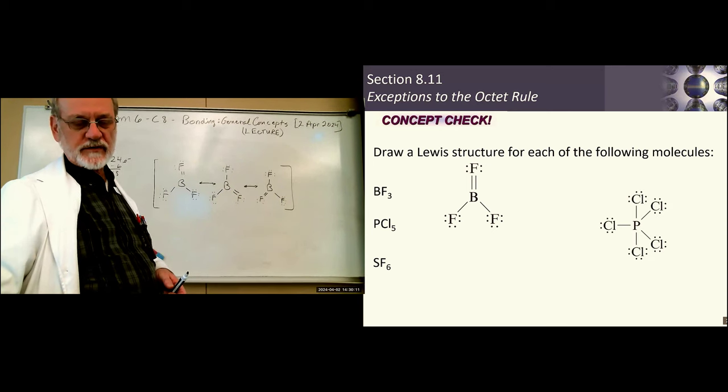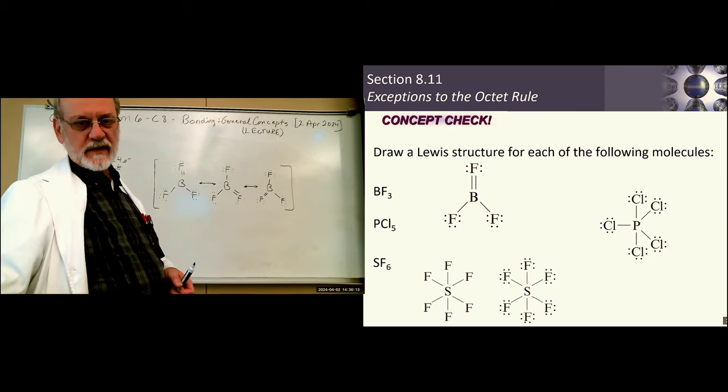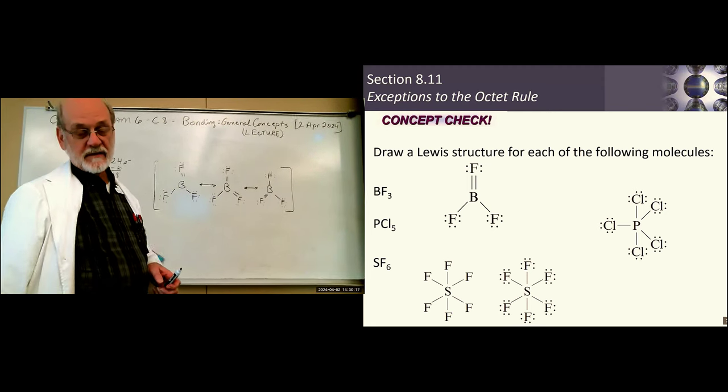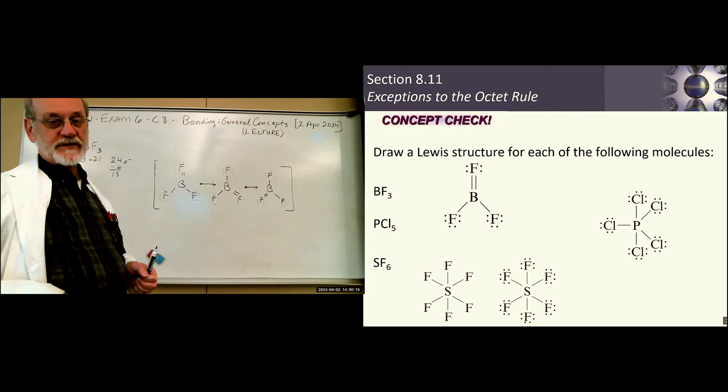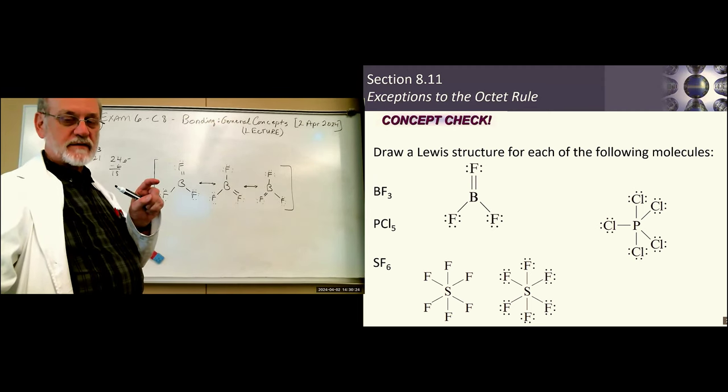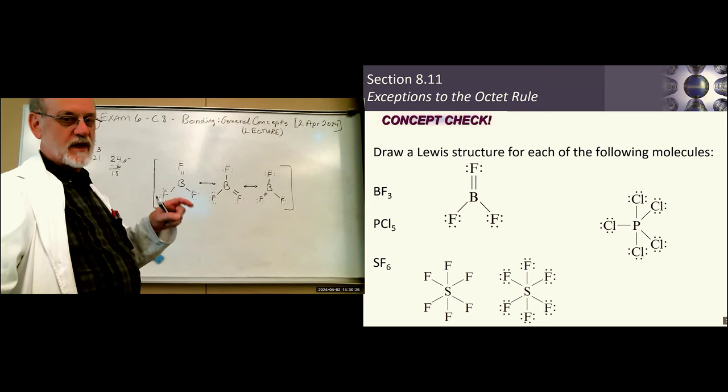Right, there's phosphorus pentachloride and there's sulfur hexafluoride. Right, and the PCl5 and the SF6 all require that the central atom exceeds the octet.